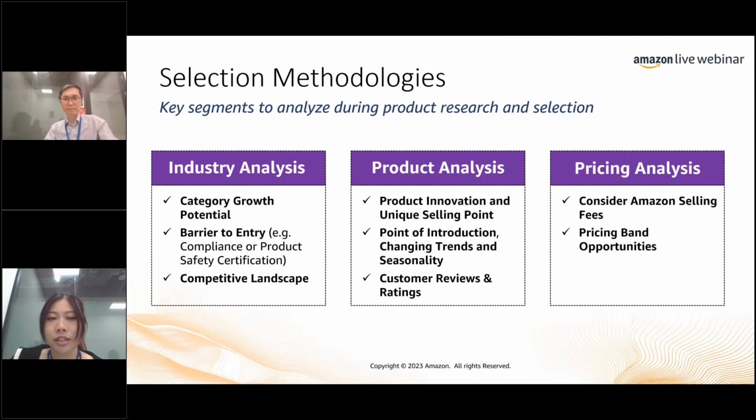First and foremost, I just want to go through the selection methodologies really quickly. This is especially important for new sellers like yourself, if you haven't decided what product or category you want to go into. These are the methodologies you need to run through to roughly know which category has potential, what you need to take note of when you innovate your product, and what kind of pricing you should set to make sure you earn a healthy margin. I'll go through these pointers in more detail in subsequent slides.